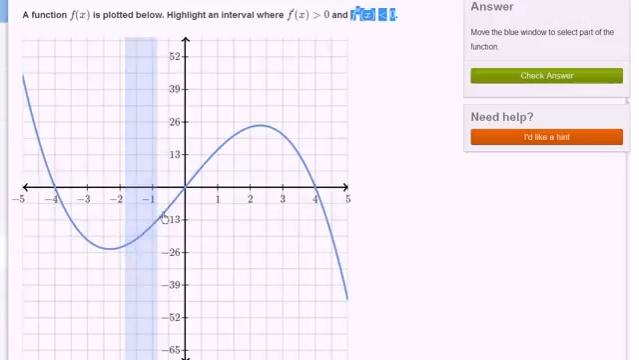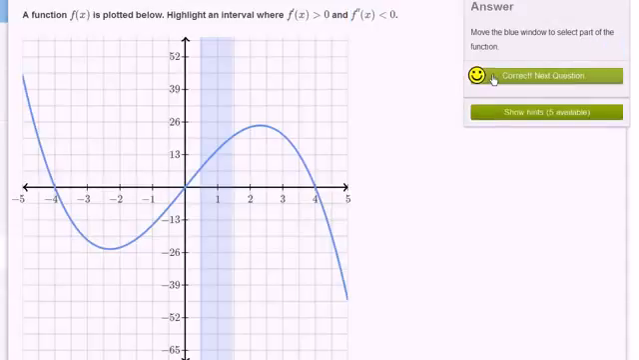It's getting steeper and steeper as we go. And then all of a sudden it starts getting less steep, less steep, all the way to when the slope gets back to 0. So if we want to select an interval, it would be this interval right over here. Our slope is positive, our function is clearly increasing, but it is increasing at a lower and lower rate. So I will select that right over there.